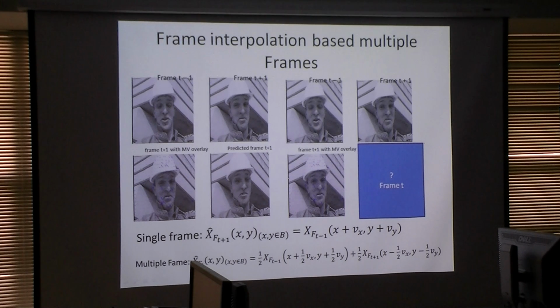The only difference is for the forward frame t plus 1, because the motion vector in the previous case is from t minus 1 to t plus 1. In this case, it's from t plus 1 to t. So we add a minus sign here. So the idea is very simple. So if you have 4 frames, you can multiply by 1 over 4 and adjust your sign, maybe plus or minus.